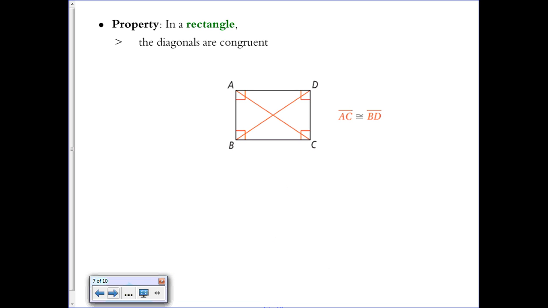So the property that we learned about a rectangle is that the diagonals are congruent to each other. So AC, the whole diagonal, is congruent to the diagonal DB.